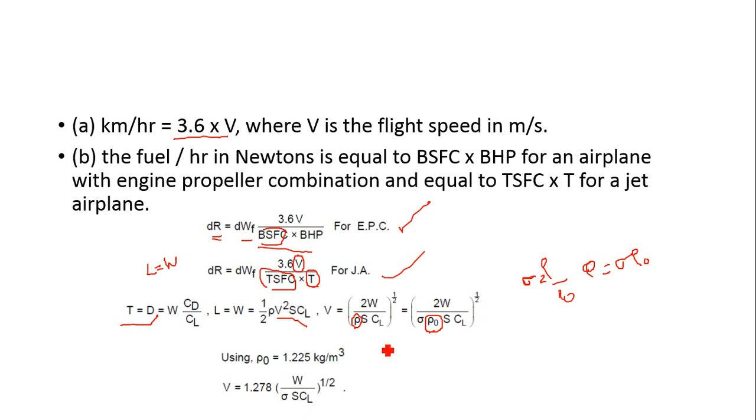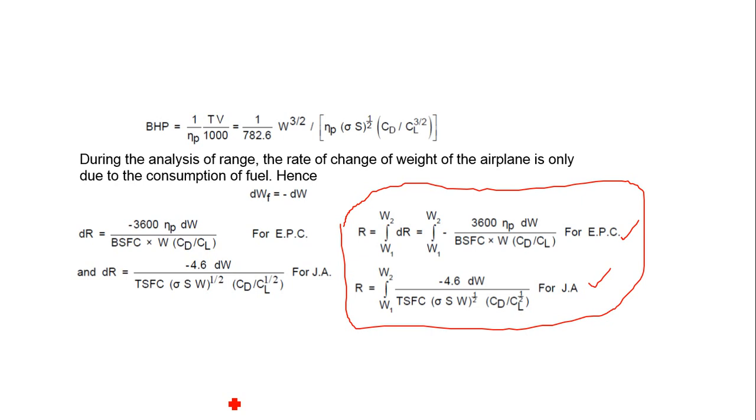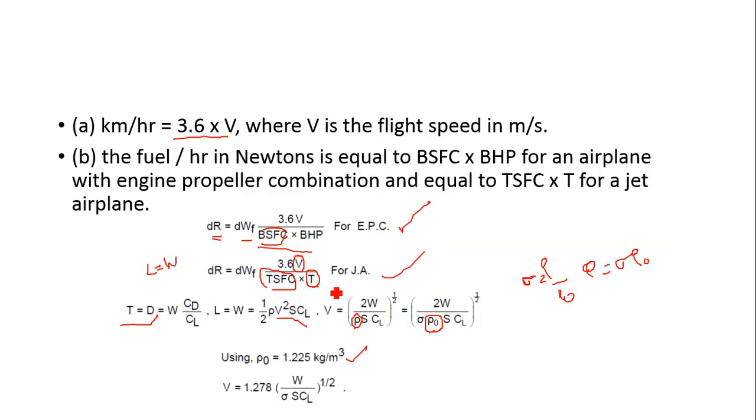Okay. So we can write V equal to 1.278 into W divided by, after substituting all those values, it will be reduced to a form like this. Substituting rho naught equal to 1.225 kilogram per meter cube, we will get the equation V equal to 1.278 into W by rho sigma S L, whole power 1 by 2. Okay. Now we can substitute the values in this equation.